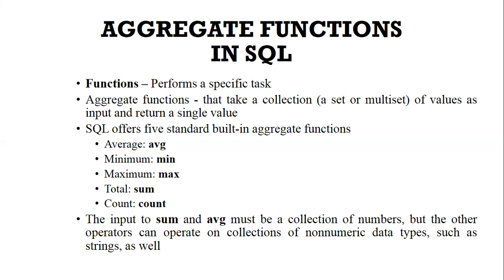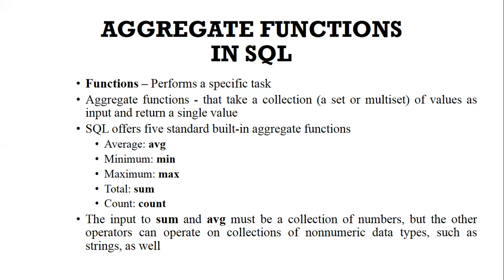The first one is average, which is mentioned with the keyword AVG. The second is minimum, with the keyword MIN. The third is maximum, with the keyword MAX. The fourth is total, with the keyword SUM. And the fifth is count, with the keyword COUNT.